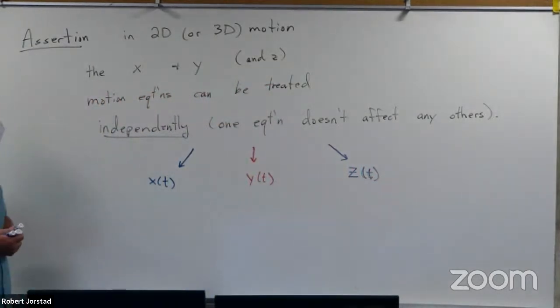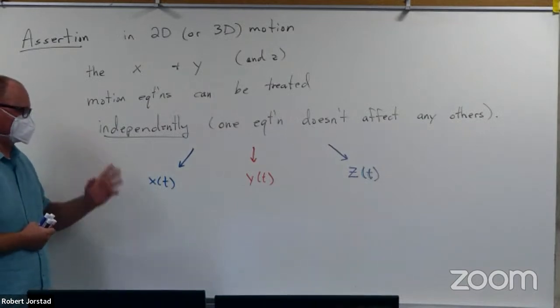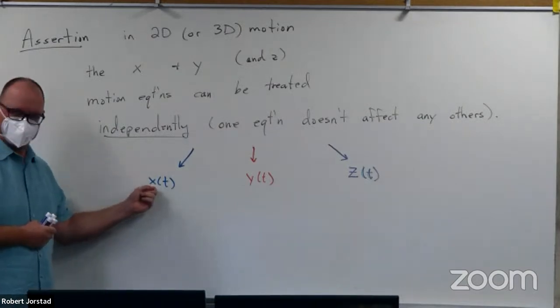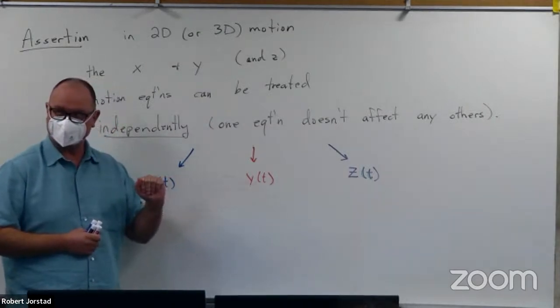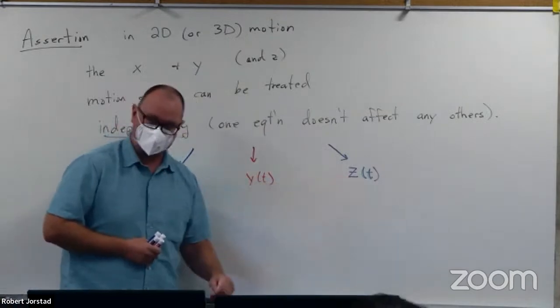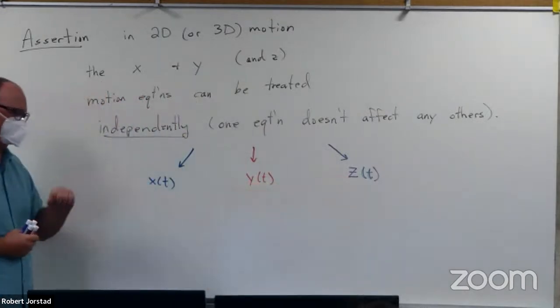The idea here is, this is my claim. I think if you could figure out an equation of motion for the X equation, it will have no effect on the Y equation and the Z equation. And similarly, Y should have no effect on there.